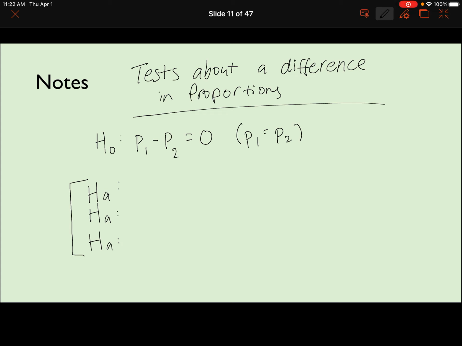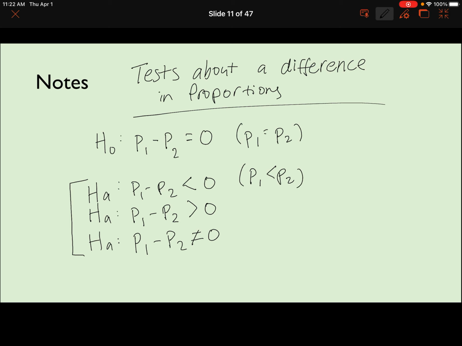All right, so one of them is that if you do P1 minus P2, you get a result that is less than 0. Another one is if I subtract those, I can get something greater than 0. Or if you are looking for a double-sided, it's just going to be that it's not equal to 0. And then just for the other way you can write those, I can write P sub 1 is less than P sub 2. This would be P sub 1 is greater than P sub 2. And this would just be that they are not equal to each other.